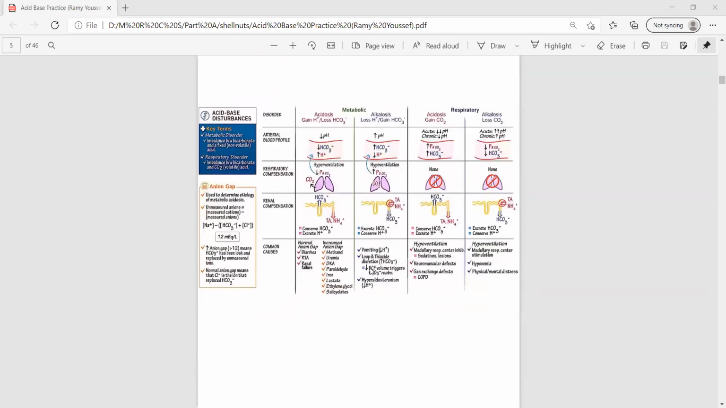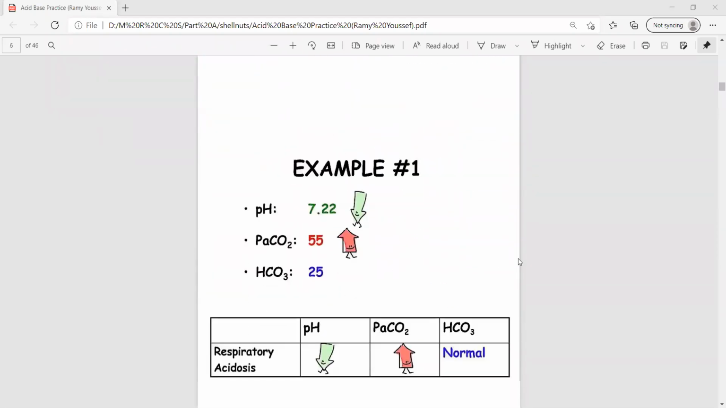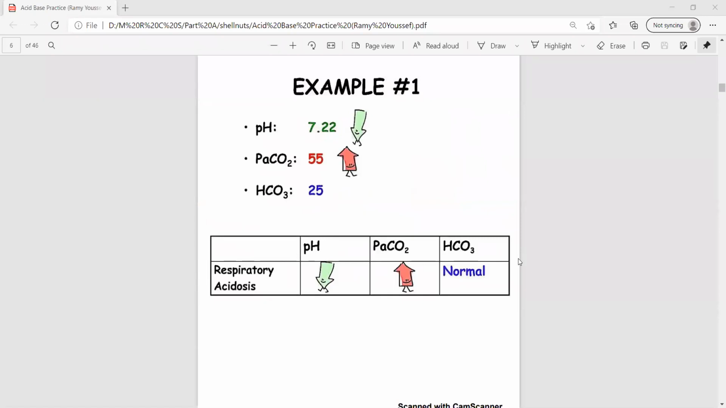These are some causes of metabolic acidosis and metabolic alkalosis, and what will happen. They are not asking about the causes much in the exam, but they ask about the equation itself. And this is respiratory acidosis, and this is respiratory alkalosis, and this is a condition that can happen in anyone. Okay, let's go for some examples here.